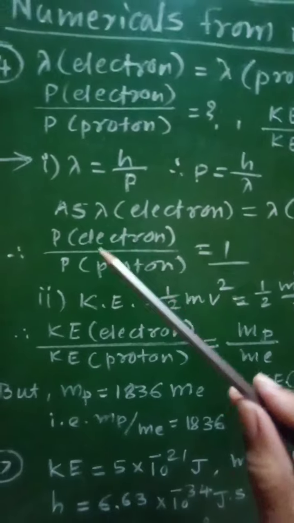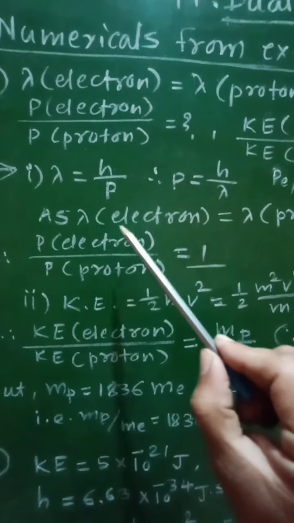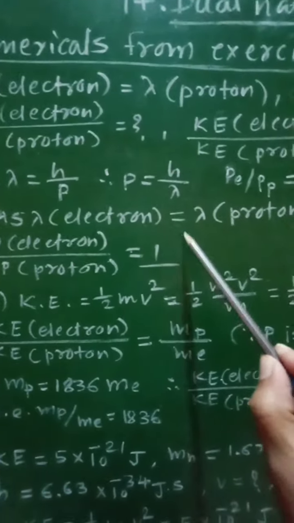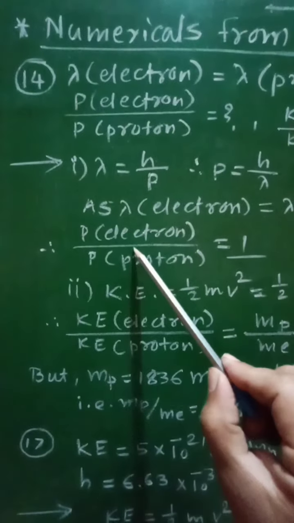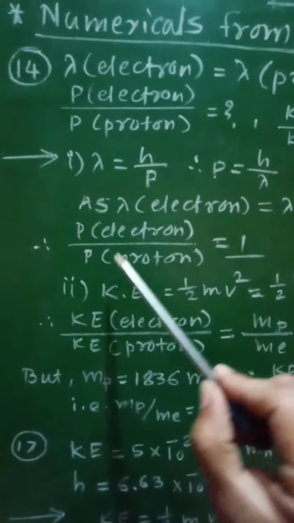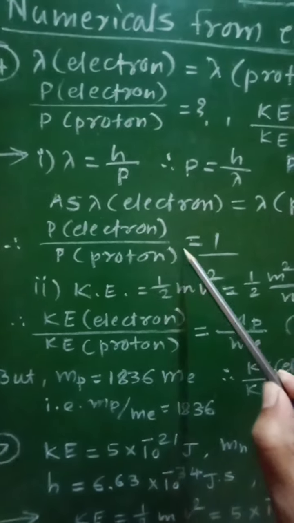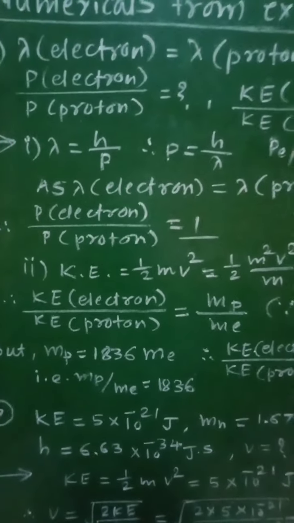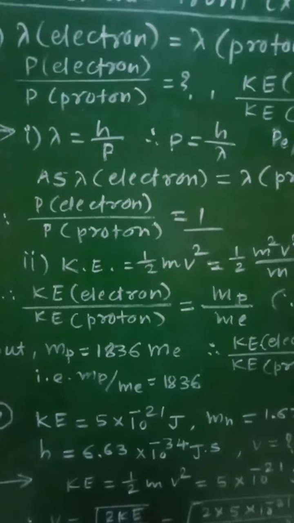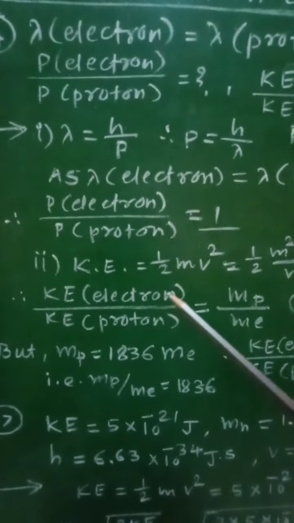We know that lambda e, that is lambda for electron, is equal to lambda for proton. Therefore if you take the ratio of p electron to p proton, it comes out to be 1. Therefore the ratio of their momentum will be equal to 1. Now let us find the ratio of their kinetic energies.